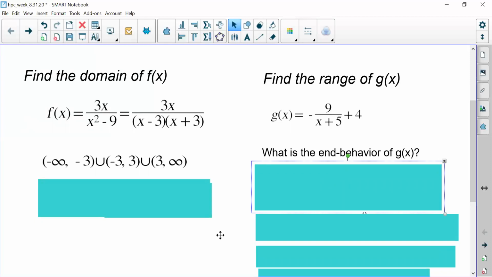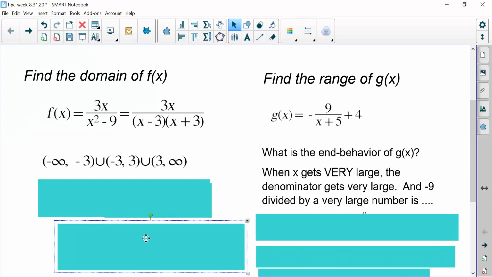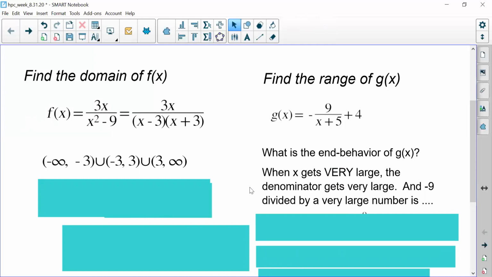What happens when x gets very, very large? That helps us understand the horizontal asymptote. When x gets very large, or same argument as when x gets really small. So when x gets really large, you're looking to the right on the graph, way to the right. When x is 1,000,000 or 1,000,000,000. Well, 1,000,000 plus 5 is 1,000,005. And negative 9 divided by 1,000,005 is essentially what? What's negative 9 divided by a very, very large number?